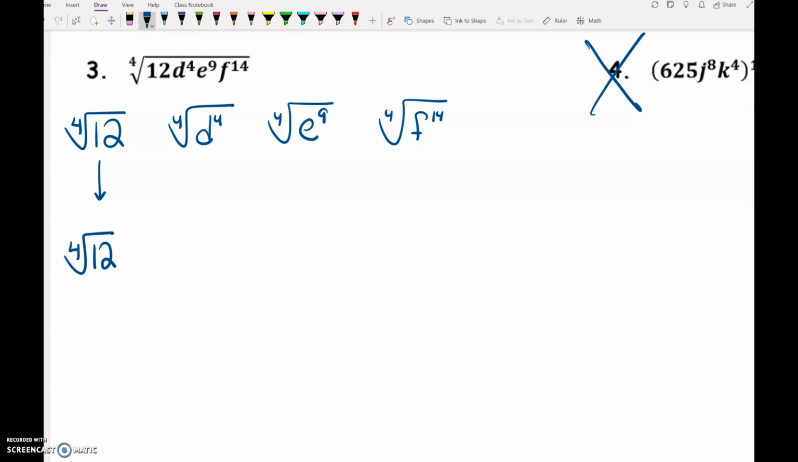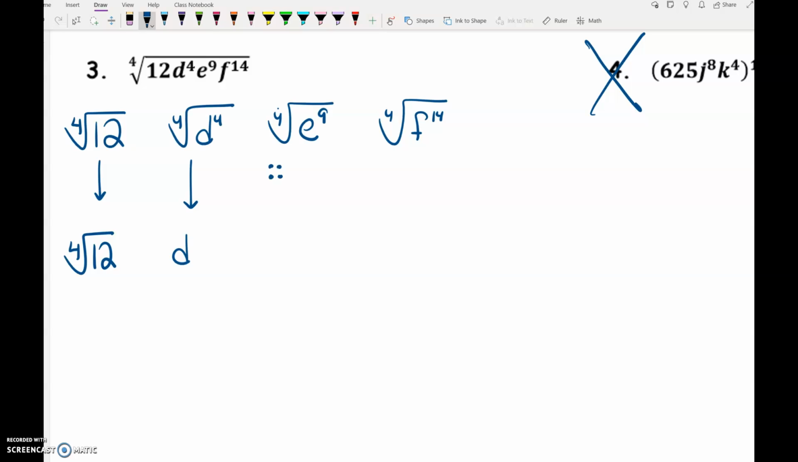It is possible that it might just stay and you can't simplify it. Now see if you can work on the D's, the E's, and the F's. If you're watching the video, pause the video. The 4th root of d to the 4th is simply d. The 4th root of e to the 9th. Because the index is 4, we're now looking for groups of 4.